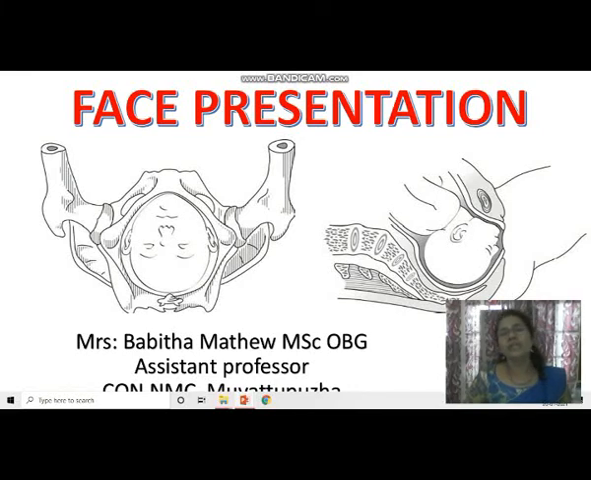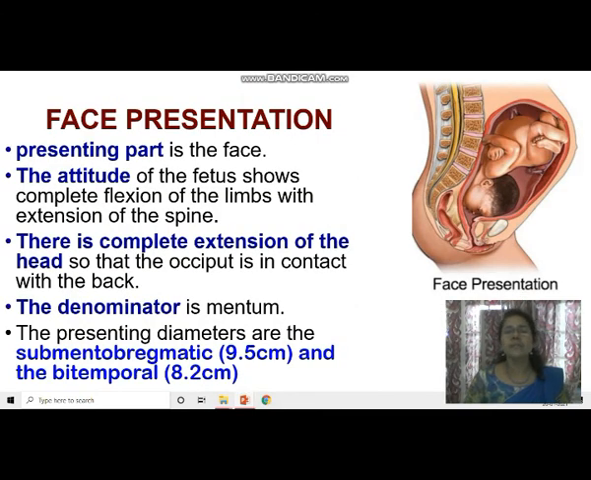Today we are going to discuss face presentation. Last class we discussed the occipito-posterior position and the mechanism. So now we can discuss face presentation. You can see from this picture. Face presentation: the presenting part is the face.